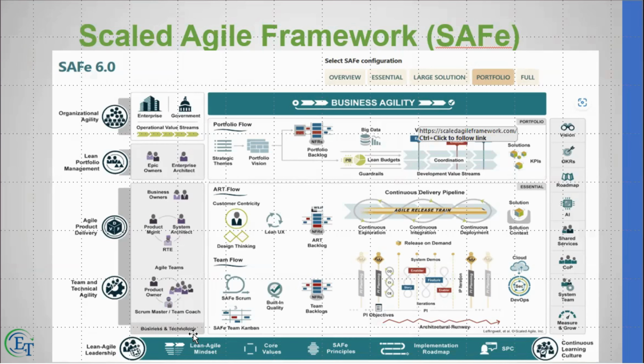And this is a diagram. You can go to scaleagileframework.com, and you can look at this diagram. It talks about various SAFe configurations. For example, what I'm displaying right now is called a portfolio SAFe configuration. And we have the team level, we have a program level, and we have the organization level, or portfolio level. And it recommends certain rules and processes for each of these levels.